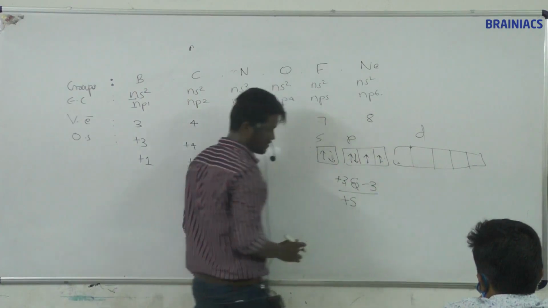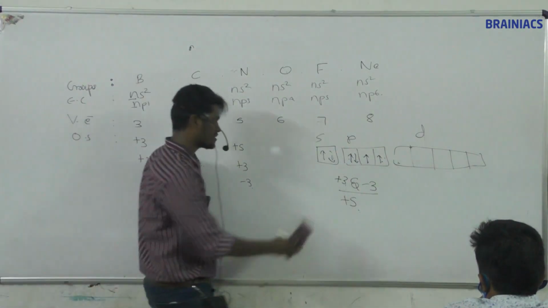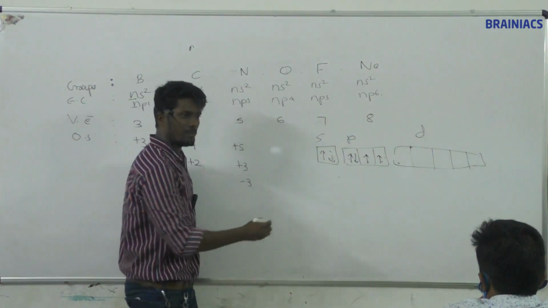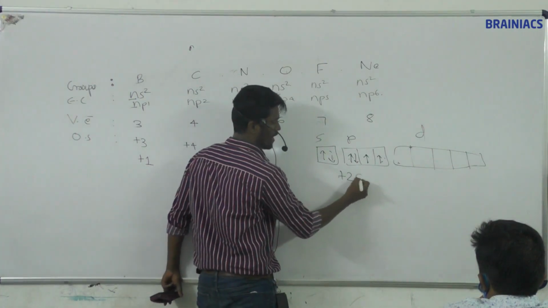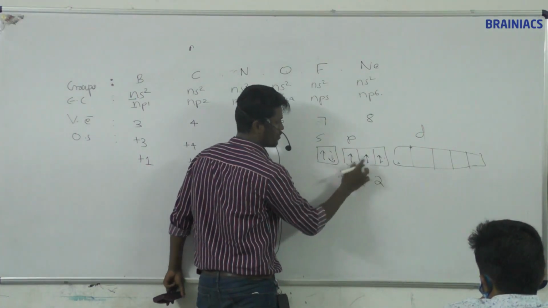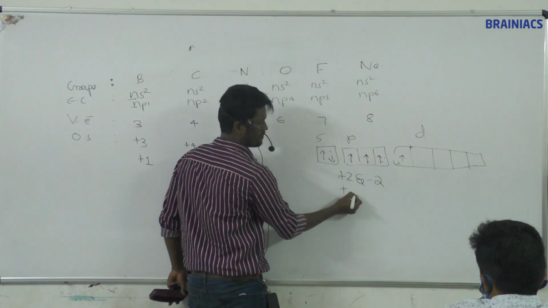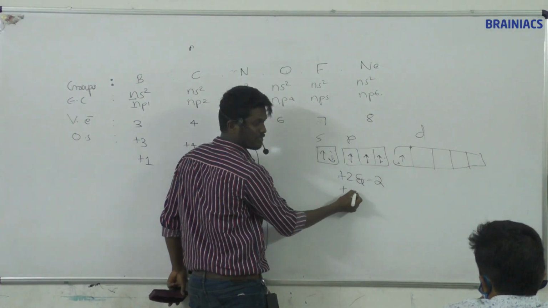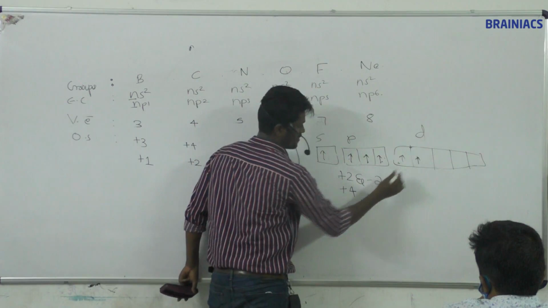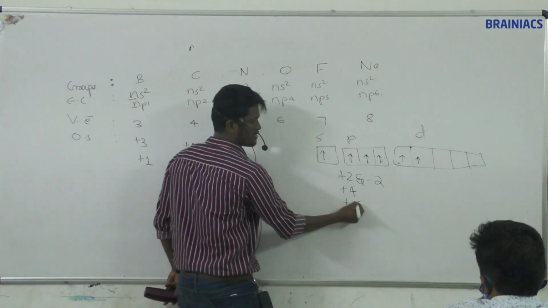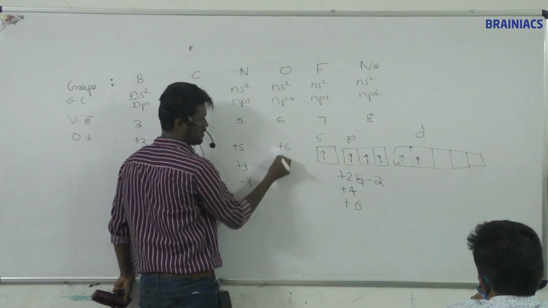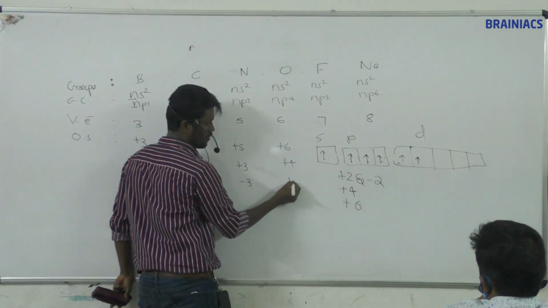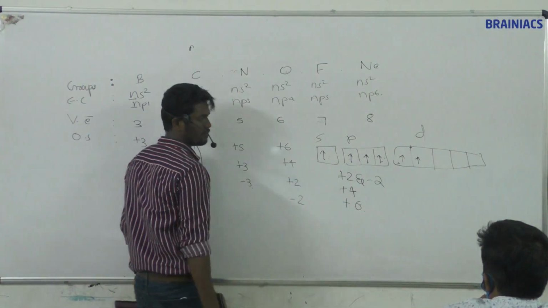ns2 np4. What will the oxidation state be? Plus 2 and minus 2. Excited state, plus 4. Excited state, plus 6. So the common oxidation states are plus 6, plus 4, plus 2 and minus 2.